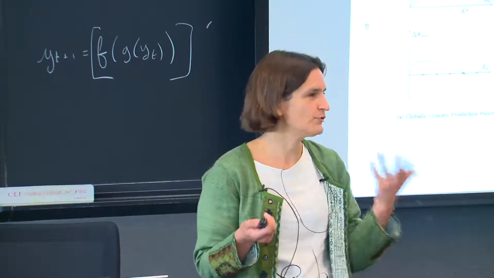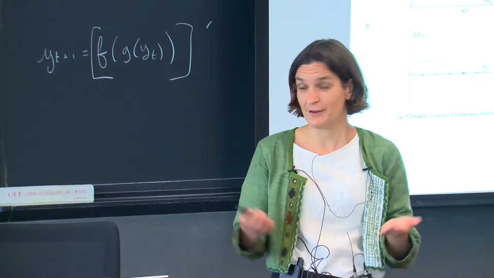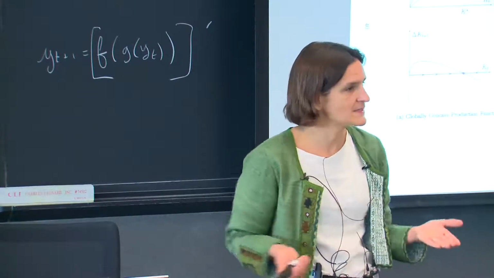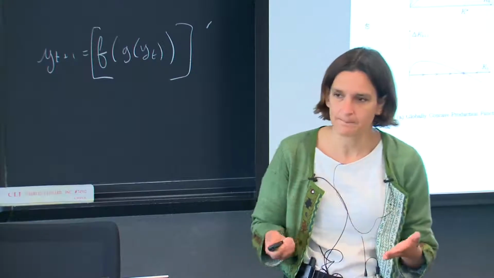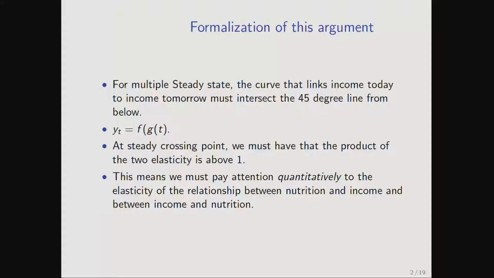And the good thing is if you put it this way, then, as many of you have told in your comments, the data is now much better. We don't need to argue this on first principle. We can look at these elasticities directly. So we now need to pay attention quantitatively to the elasticity of the relationship between nutrition and income and between income and nutrition, while keeping in mind that by definition these things are endogenous to each other, so we'll need to look a little bit carefully at how we do that.